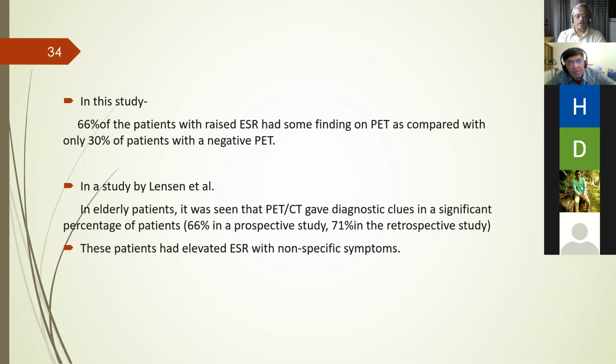Go on. What did the Lenson study say to you? Don't read the paper. What did it say in your mind? Sir, the Lenson paper says they did PET CT scans in elderly individuals, with a prospective study showing more findings in the PET CT, and a retrospective study also showing more findings, having some diagnostic clues. Yeah, obviously that paper had two components, one prospective and one retrospective. And the retrospective study also showed a good number of people with positive PET CTs. Go on, next slide.